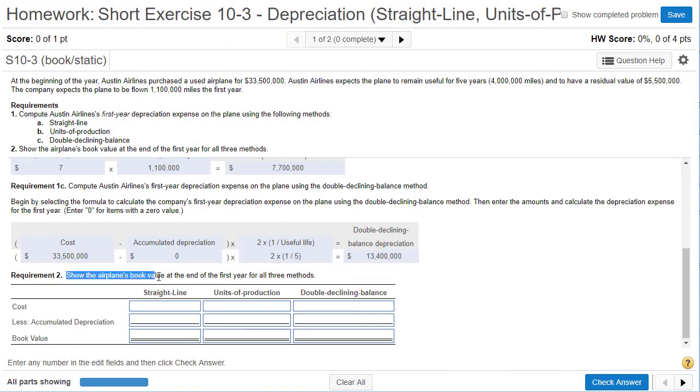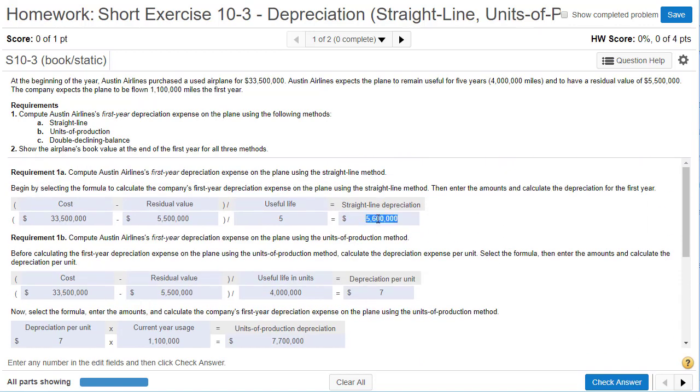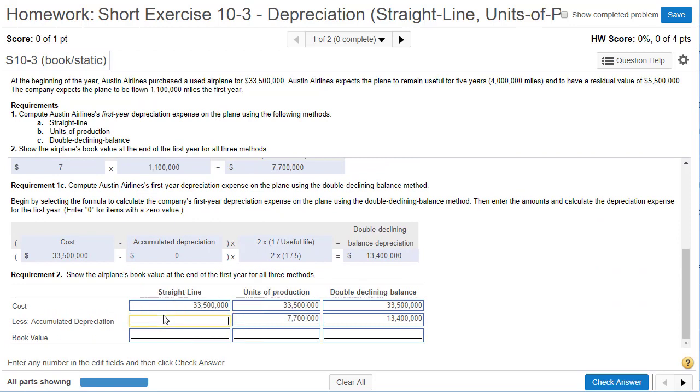Then they want you to show the airplane's book value at the end of the first year for all 3 methods. So the cost is the same. The cost is $33,500,000. So we can copy and paste that. Less the accumulated depreciation. Here's accumulated depreciation for double declining. Here's the depreciation for units of production. Copy and paste. And then here's the depreciation for straight line. Then we simply do the math.